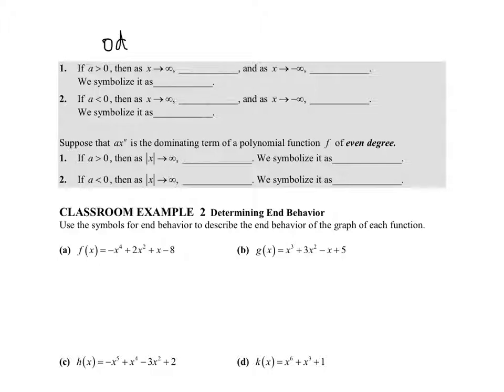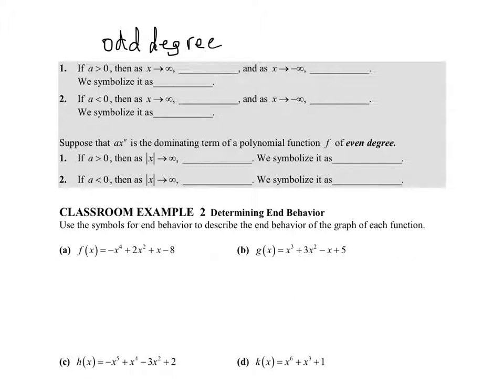If we're talking about an odd degree, if you were to look back at those graphs on the very first page of this lesson, whether it was x to the first, x to the third, x to the fifth, remember we had opposite end behaviors. It went down on the left and it went up on the right. So here's what we know. The end behaviors were opposite or different.